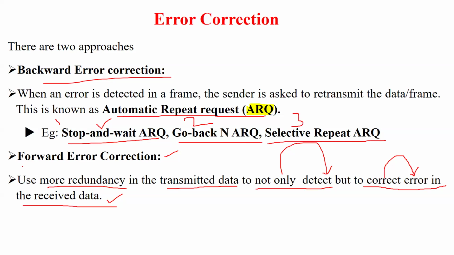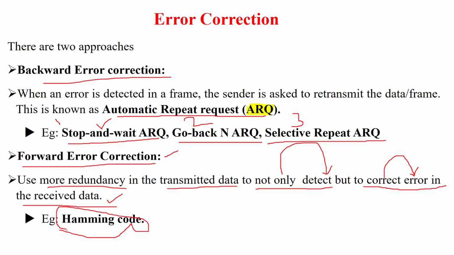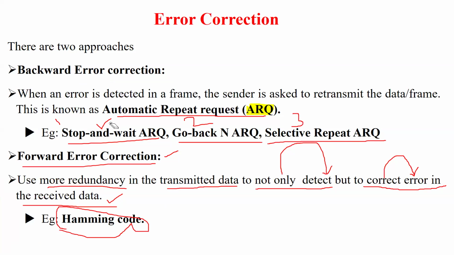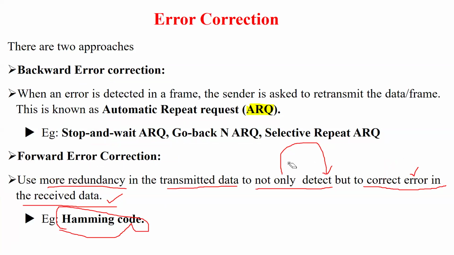Now coming to forward error correction, it's the Hamming code. Whenever you hear Hamming code, it will be called correction as well as detection.